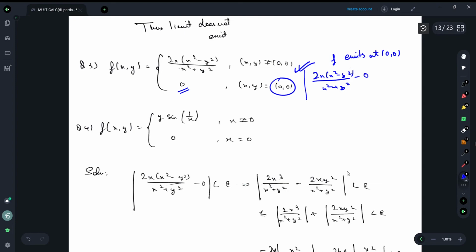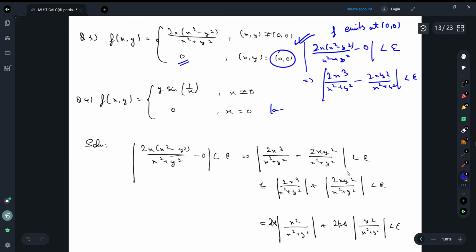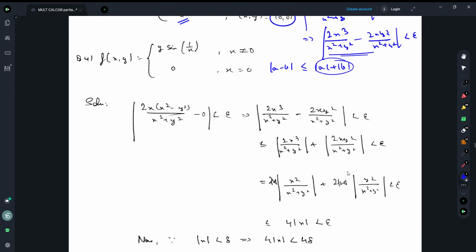So suppose the mod of this is less than epsilon. From here we can say 2x cube over x square plus y square, minus 2xy square over x square plus y square, and the modulus of this is less than epsilon. Now we know mod of a minus b is less than or equal to mod a plus mod b. Since we are doing the back calculation, we can replace this with mod of 2x cube over x square plus y square plus mod of 2xy square over x square plus y square, and the value of this is less than epsilon.